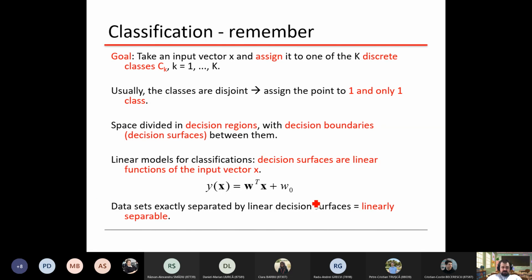If we have a data set that may be separated exactly by a linear decision surface, that data set is called linearly separable. However, in real life, such data sets are really unicorns. You may not find such data sets in reality because there are a lot of errors that might affect the data set, and therefore there might be points that are misclassified or features that are not correctly captured in the data set.